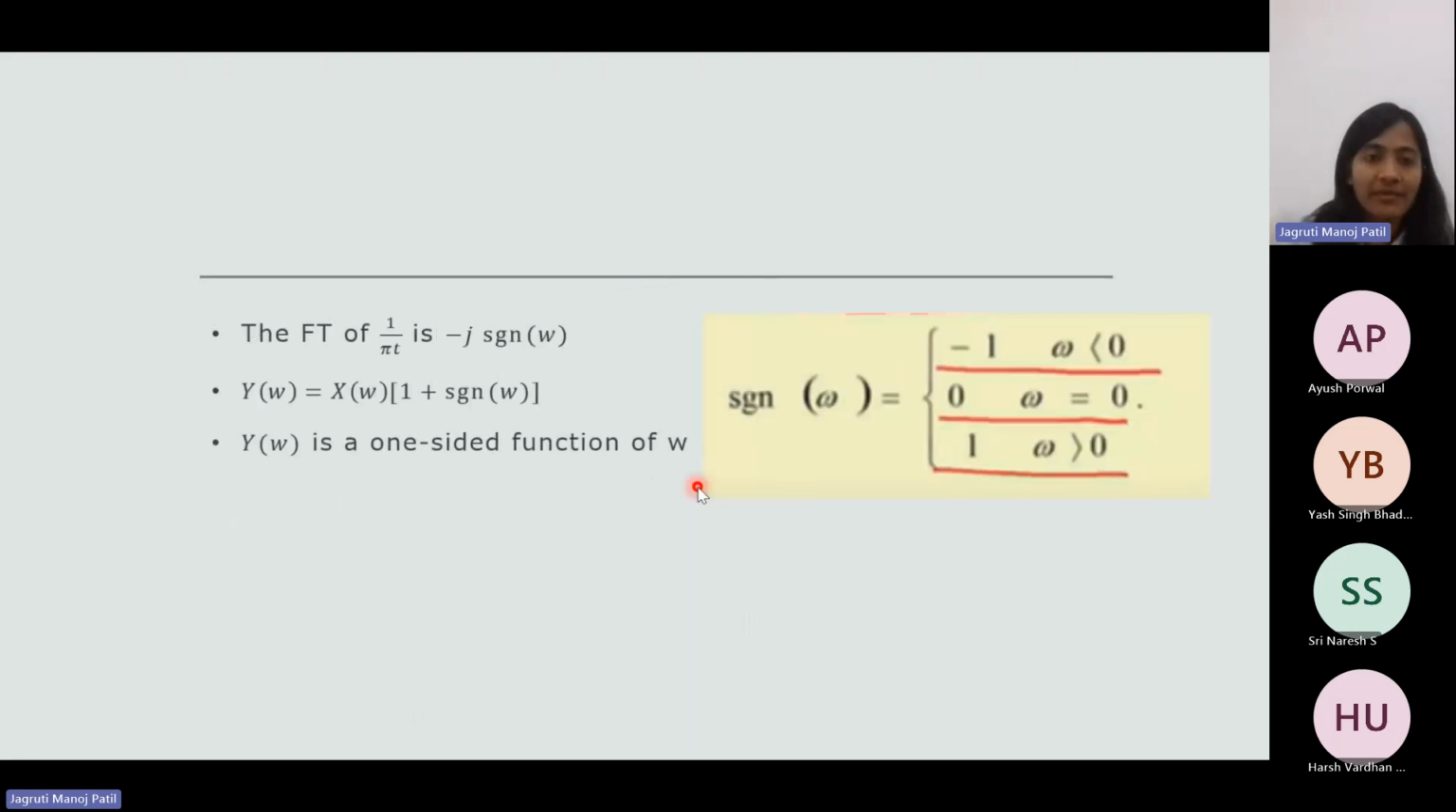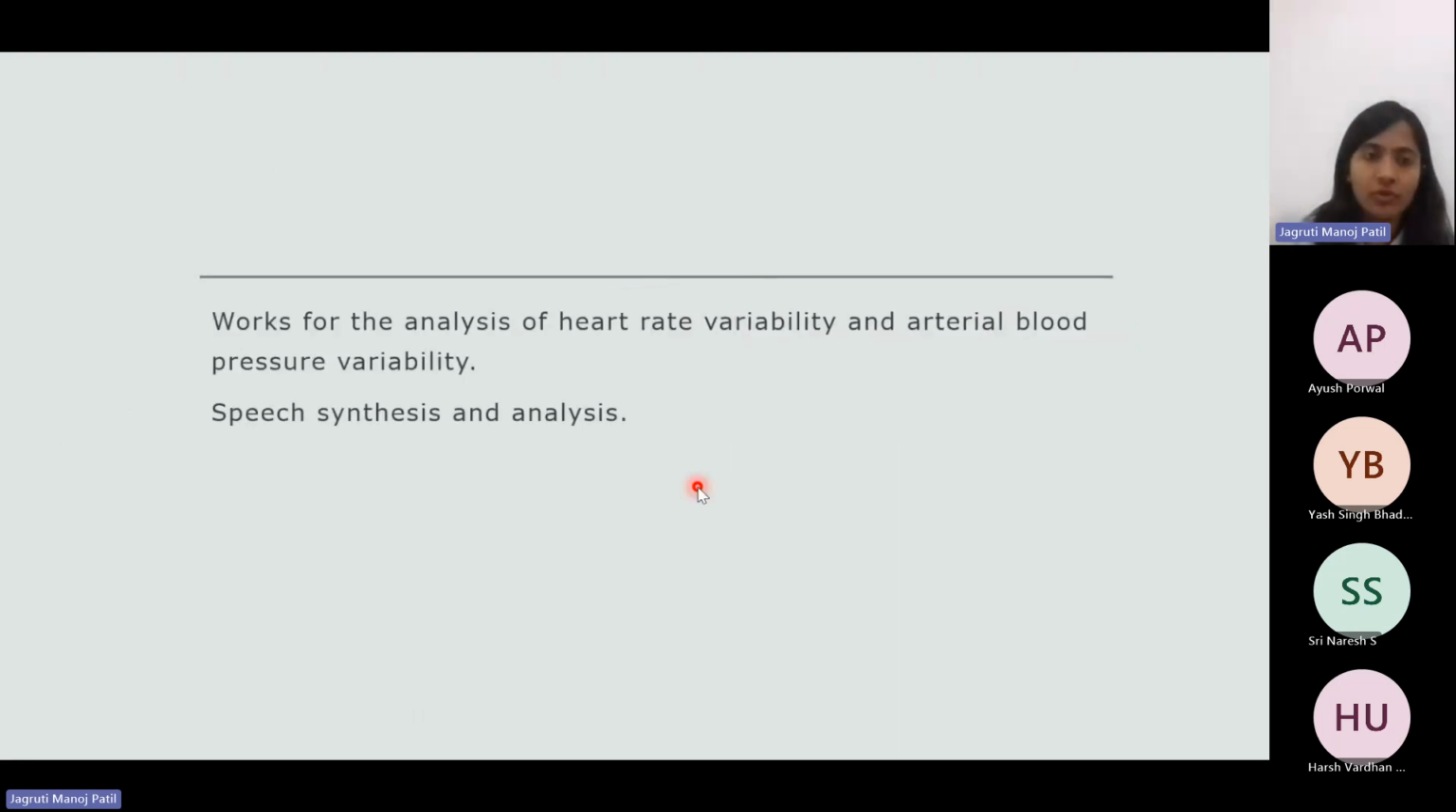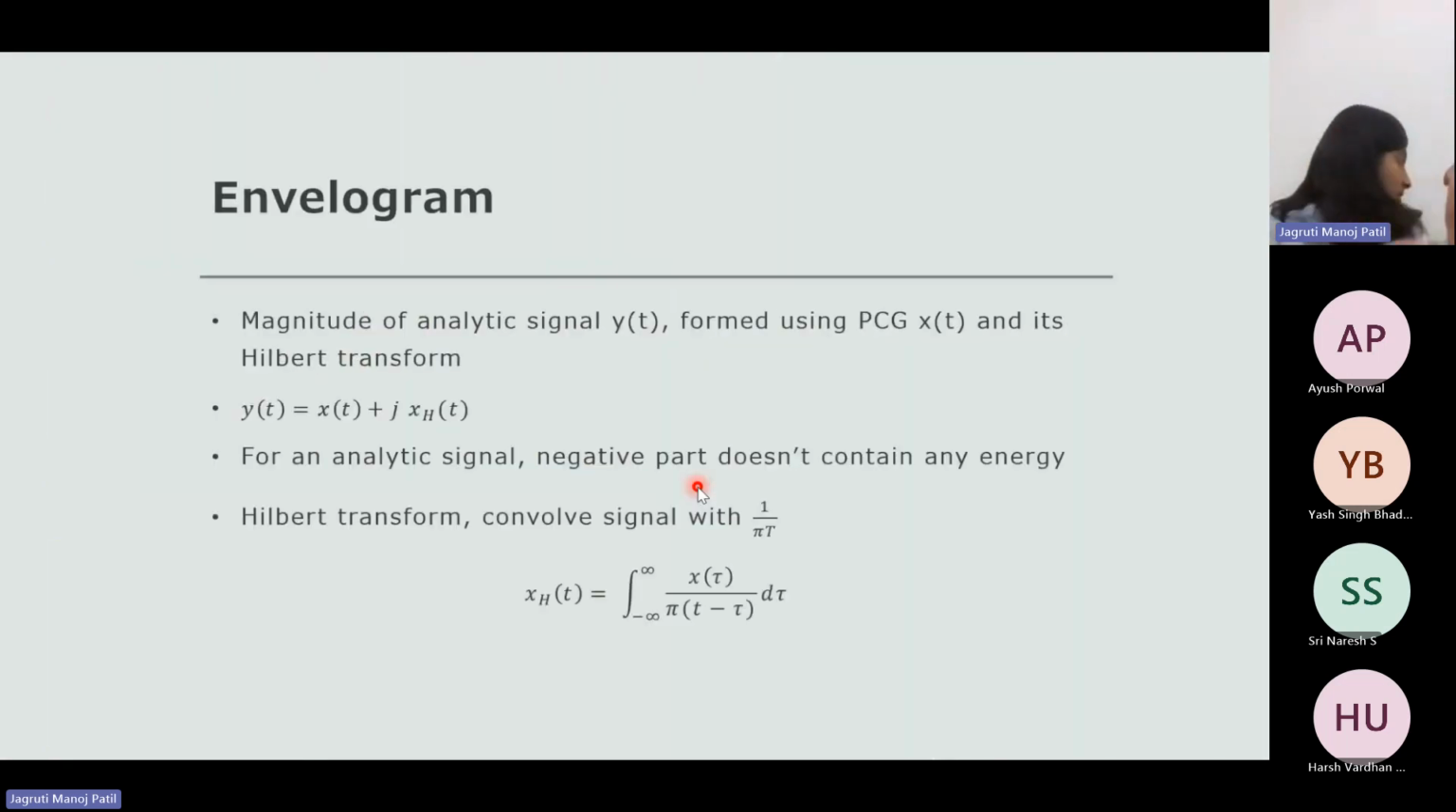Okay, do you have any questions on the first two, this envelogram as well as this one we did? Envelogram, does any one of you have any question? This part?